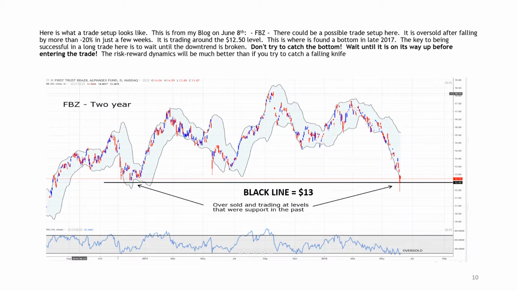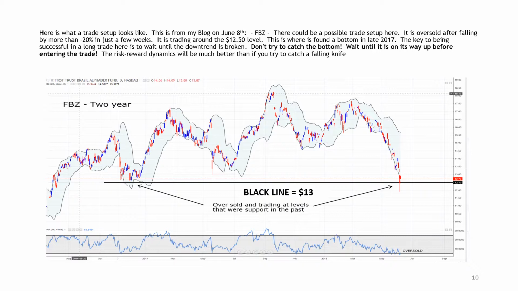All right, so here is something that caught my attention back in June. And like I said, I like to look for things that are oversold and trading at levels of prior support, or resistance if they're overbought. In this case, I was looking at the 52-week low list. I have no idea what this thing was. It's some Brazilian fund thing.